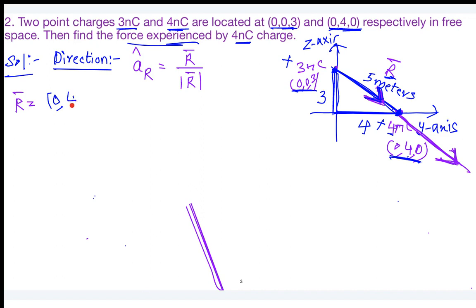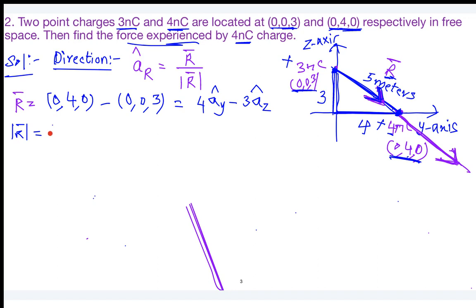And what is the magnitude of r you got? 5, sir. 5. So what will be the unit vector right now? a r cap will be 4 ay cap minus 3 az cap divided by 5. So this represents the direction part. Now you do the magnitude part. You know the magnitude part, right?